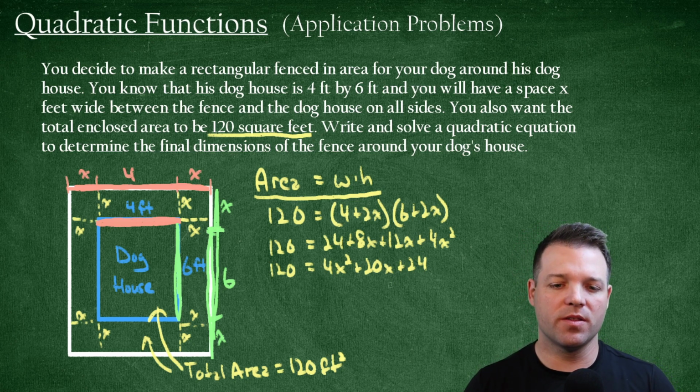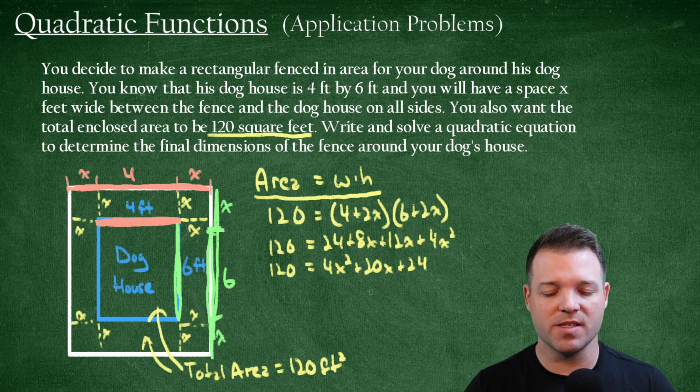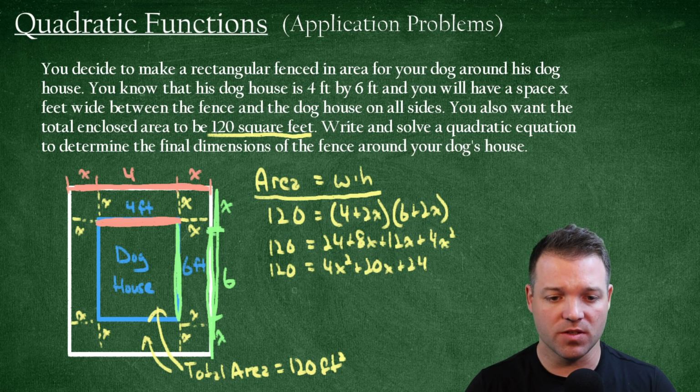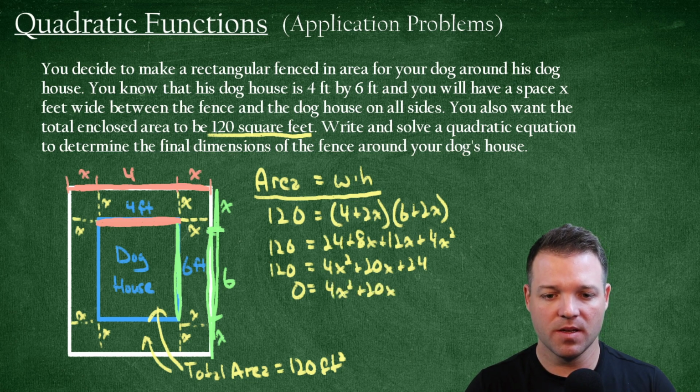Okay, so the question is, how do I solve for x here, right? There are a number of different ways. All involve pretty much first putting this thing into standard form, meaning I want to get 0 on one side. So I'm going to go ahead and subtract 120 over. So let's do that. I'll say 0 is equal to 4x squared plus 20x, and let's see here, 24 minus 120 is negative 96.